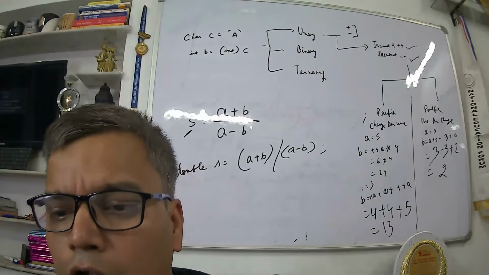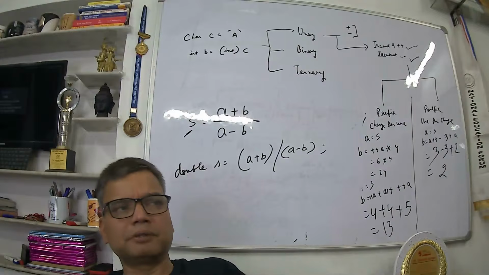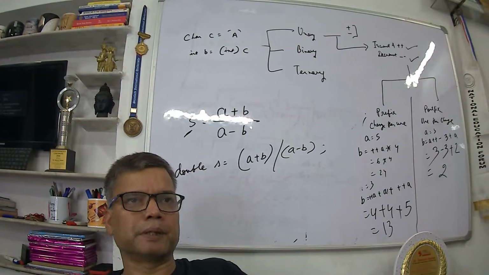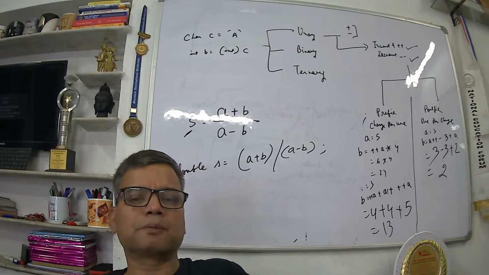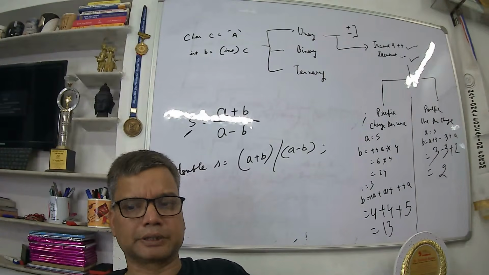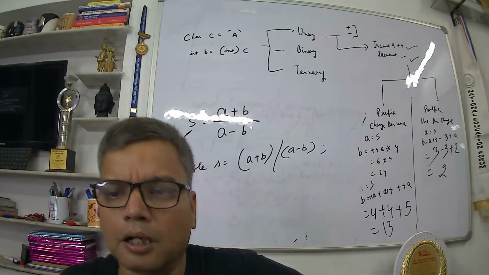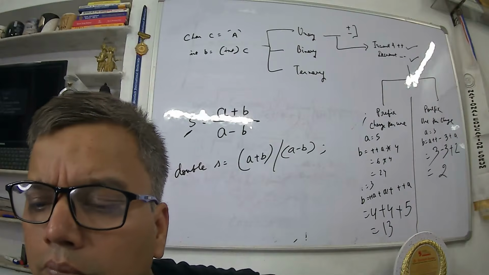Difference between break and continue. When we come to the loops part, again we will discuss. Break takes us out of the loop, and continue ignores that particular iteration and moves to the next iteration, right? So that is break and continue.